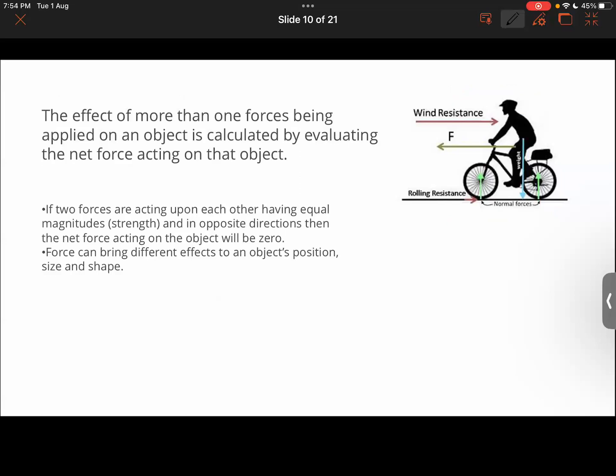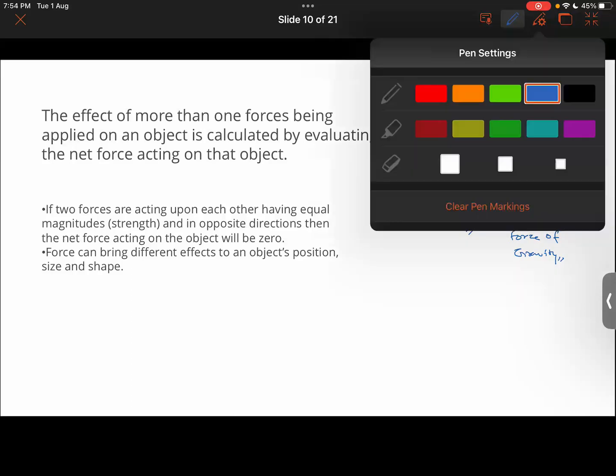Now let's consider a situation in which multiple forces are acting on an object. Consider this person riding a bicycle. What are the forces happening here? Rolling resistance, that is a frictional force, also taking place between the tires and the ground. Normal force, the force of gravity, muscular forces are also there, and the wind resistance is also there, right? So multiple forces are taking place here.